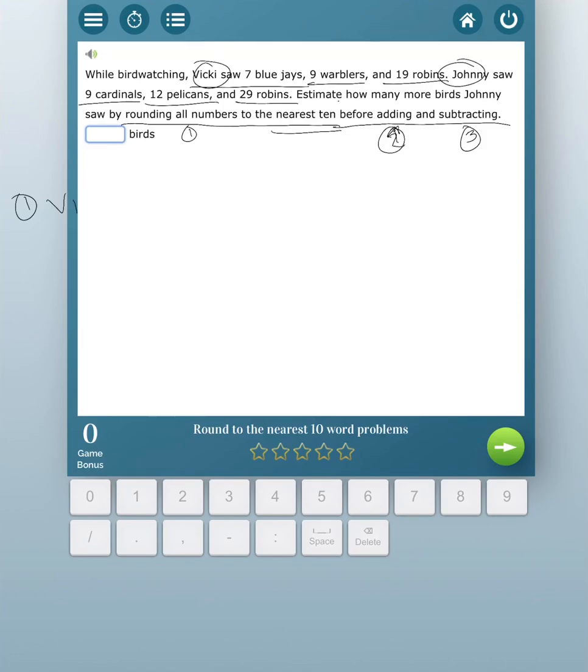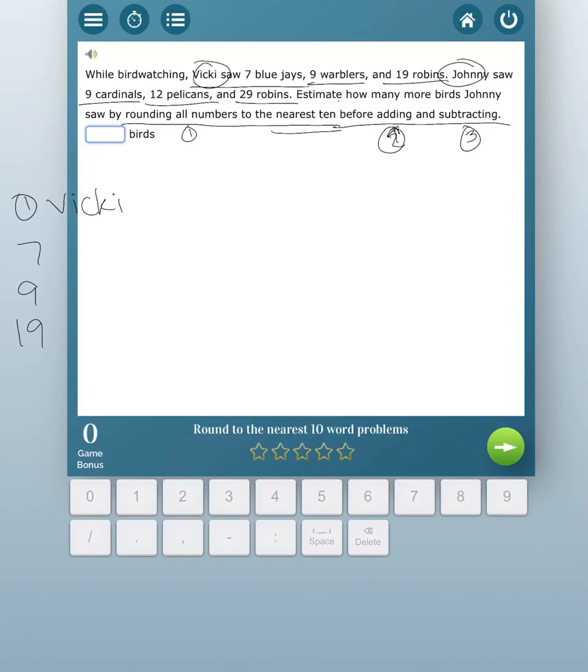Vamos a poner aquí todos los que Vicky vio, ¿ok? Ella dice que vio 7 de unos, 9 de otros, 19 de otros, ¿ok? Tenemos que redondear esos números al 10 más cercano. ¿Cómo puedo hacer eso? Bueno, me fijo en mis unos, en mis ones, to my ones place. I go to my ones place. Okay, the first one is only a 7. So it's only a ones place, right? I don't have a tens place. Okay, so then I see 7.